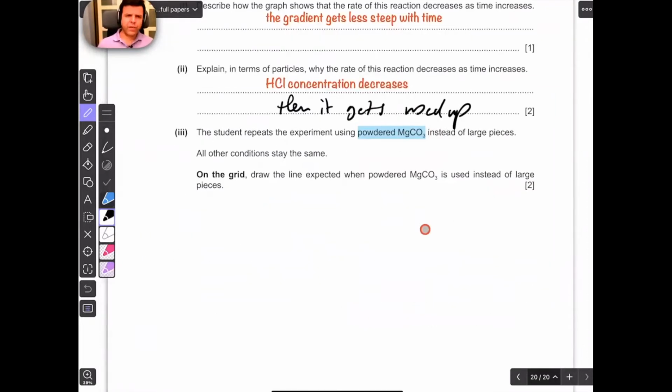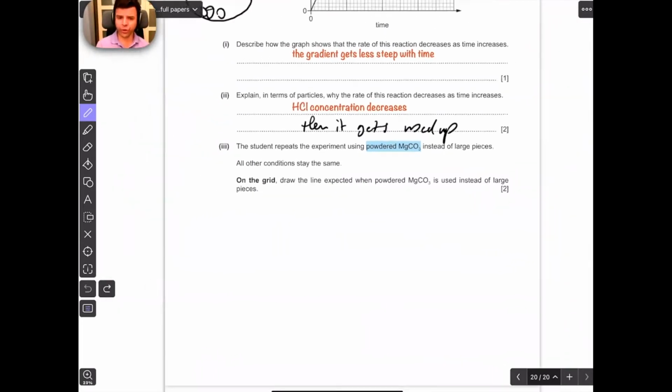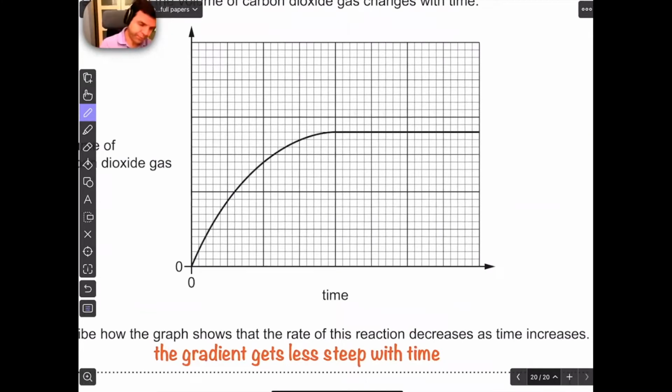Okay, any question? Finally, they said, we're still in the same question, on the grid, show what the curve would look like if you're changing from large pieces into powdered magnesium carbonate. How would that curve look this time? Heidi? It would be more steep, but it would level off at the same point. So very good. 2 marks, steeper to the left, but then it would just level off. Why does it level off here? So steeper because of the large surface area. Levels off because we did not increase the amount, or the concentration, of any of the reactants. Concentration is still the same. It's just like we sped up the rate here.